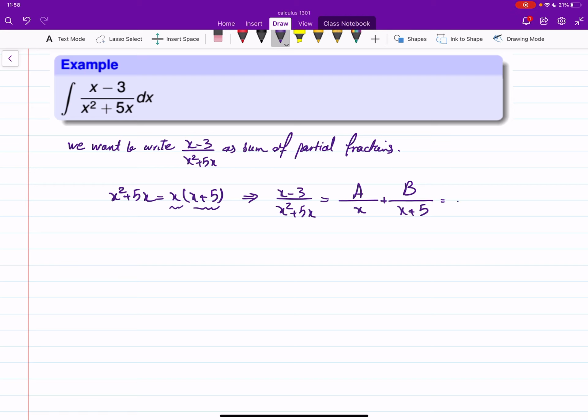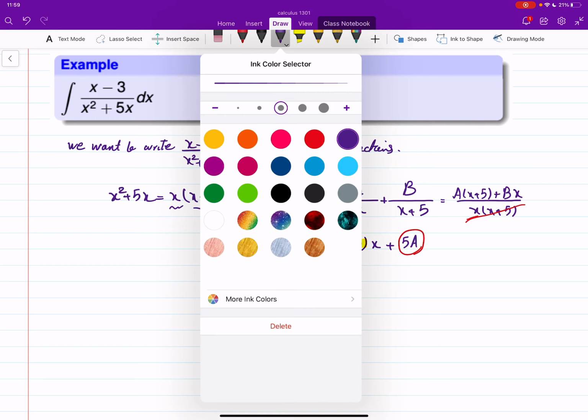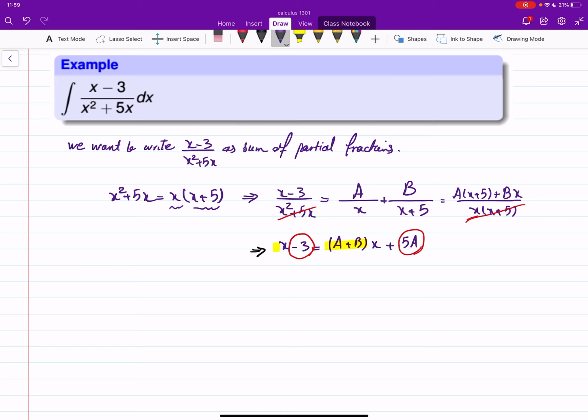Now, I go ahead and find the common denominator there. So this will be A times (x plus 5) plus B times x. Since the denominators are the same, we can conclude that the numerators must be equal to each other. The numerator of the right hand side, I can write as (A plus B) x, putting the x's together, plus 5A. Now, the two polynomials are the same. That means that they have the same corresponding coefficients. Here, the constant is negative 3, that's 5A, and the coefficient of x is 1 on one side, and the coefficient of x is A plus B on the other. So from there, we can conclude that A plus B must be equal to 1, and 5A must be equal to negative 3. From here, I can find A right away.